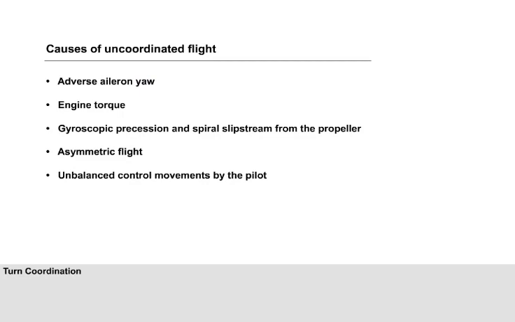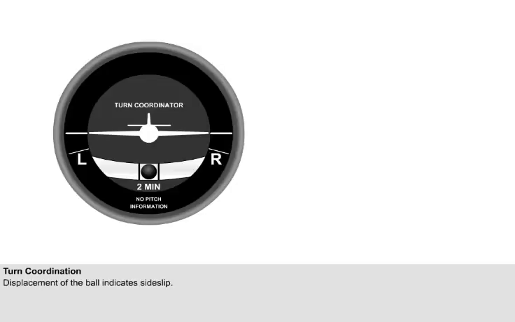There are several factors which can cause uncoordinated flight: adverse aileron yaw, engine torque, gyroscopic precession, and spiral slipstream from the propeller, and asymmetric flight, plus, of course, unbalanced control movements by the pilot. Uncoordinated flight exists when the aircraft is side-slipping, and indication to the pilot of side-slip is given by the inclinometer portion, the ball, of the turn coordinator.